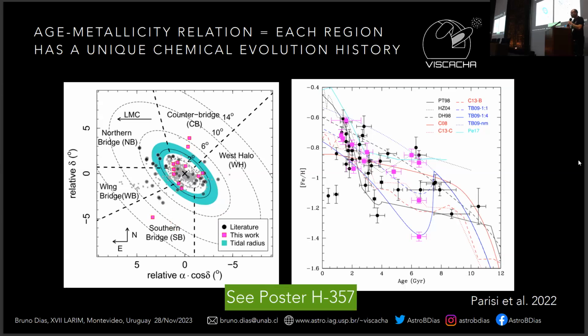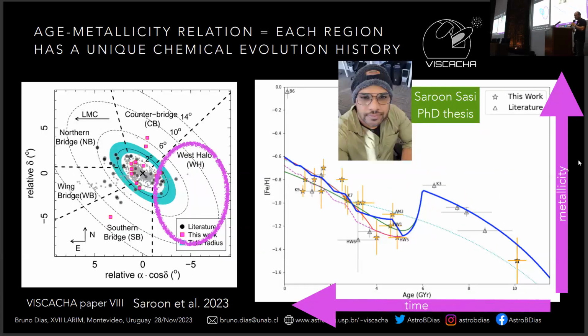So what happens when you do that? Some magic happens. There was a PhD student of my student in Chile, Sarun Sassi. There was a published paper already this year, focused on the Western halo. So what happens if you get the age-metallicity relation only of this region? The dispersion goes away, and magically some metallicity dip appears.